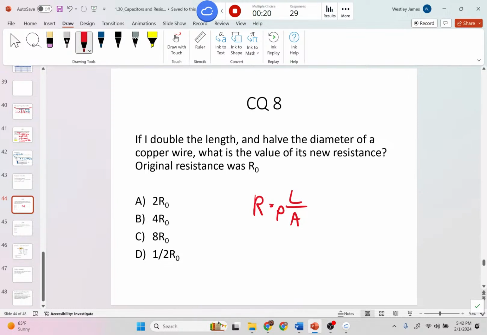If I double the length and half the diameter of the wire, we're going to assume that every wire we interact with has a circular cross section. That's my hint to you all. There are no square-shaped wires out there because they'd be very hard to make. Circular wires are just functionally easier to make.